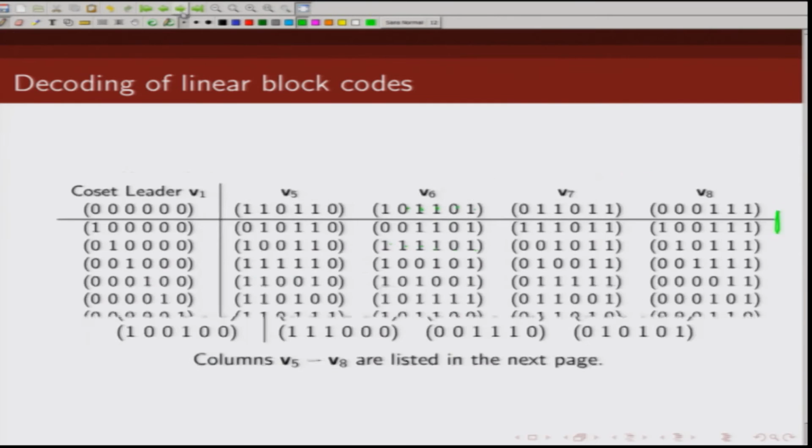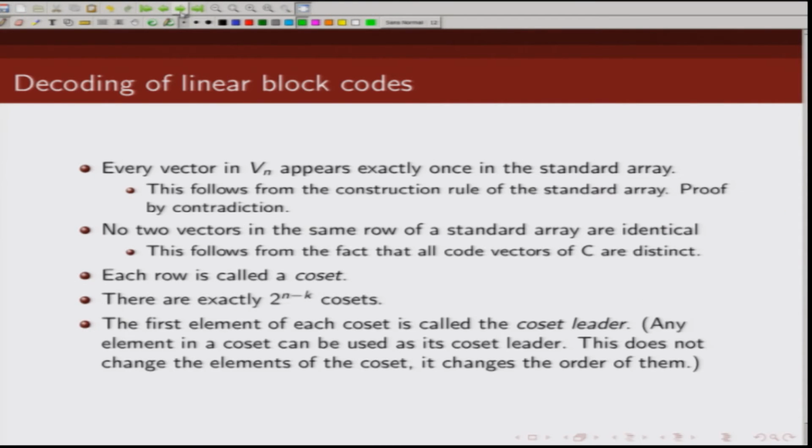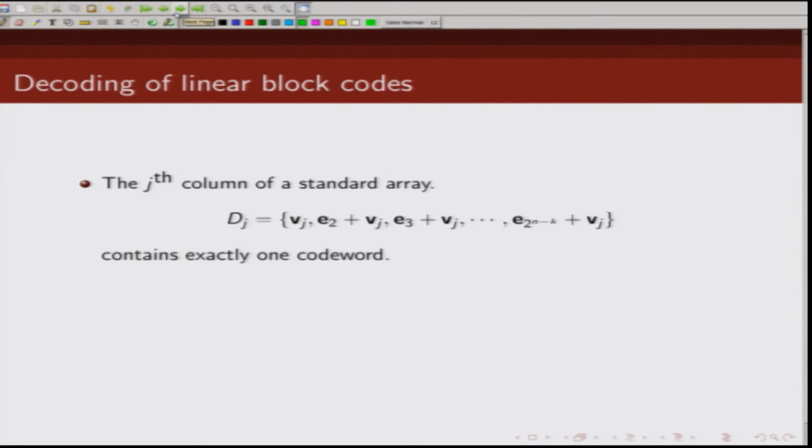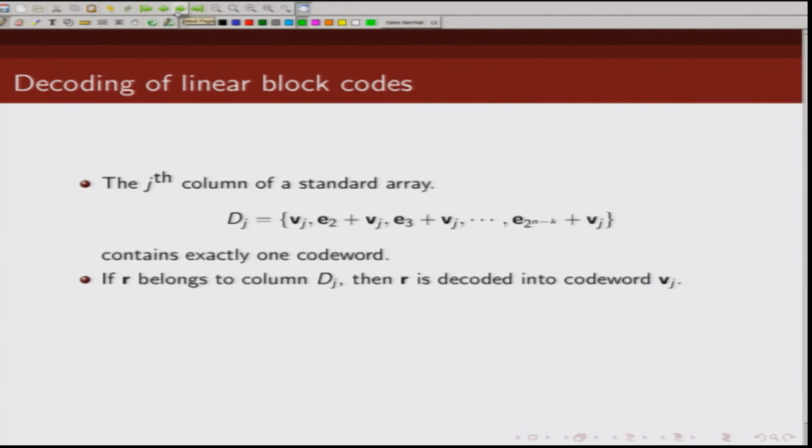This is the point I am trying to make: the way we have created the standard array, the jth column of the standard array contains exactly one code word. It corresponds to only one particular code word. Now, if the received word belongs to column Dj, then R will be decoded as code word Vj. So, whenever R belongs to this set, we will decode R as the code word Vj.